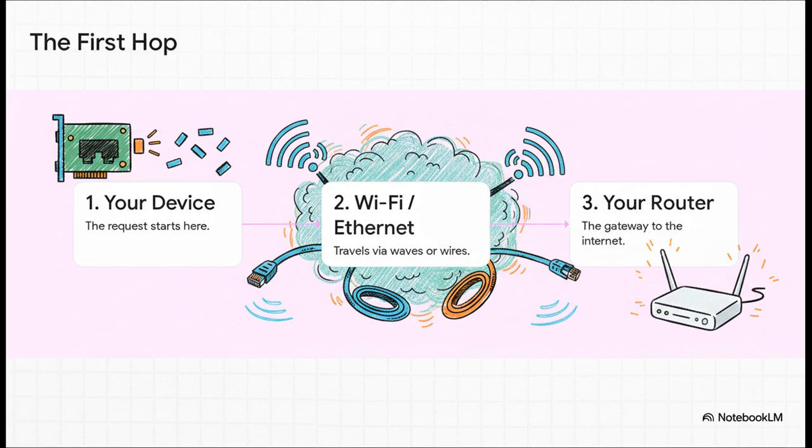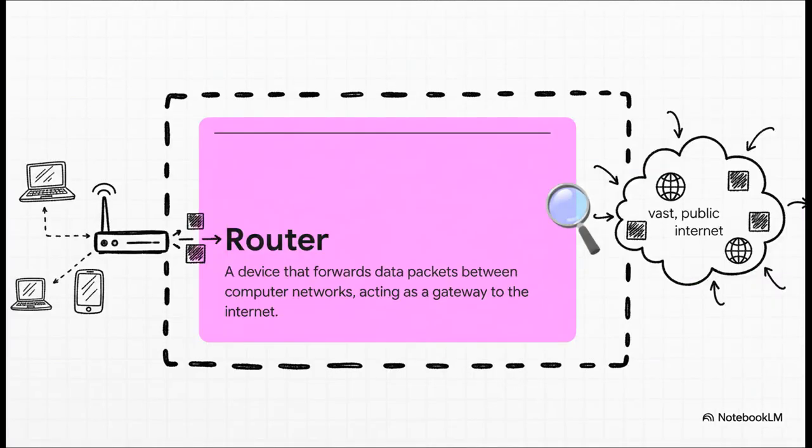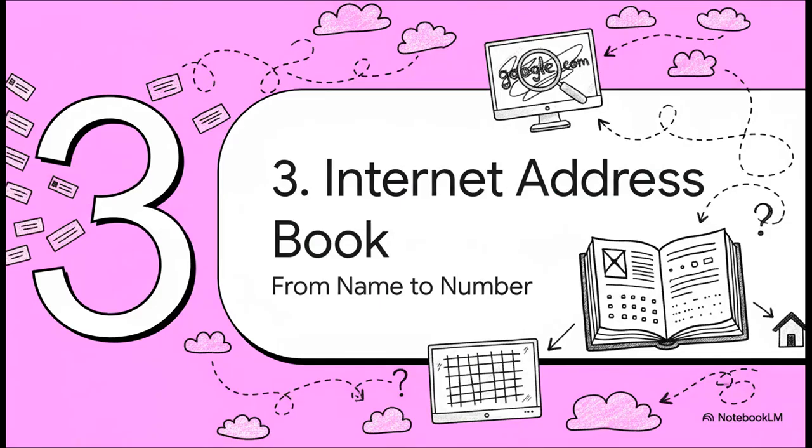think about, your router. You see, your router is basically the gatekeeper. It's the bridge between your private little home network, your phone, your laptop, your smart TV, and the massive public internet. It's the local post office that takes all your little digital postcards and sends them on their way to the outside world.